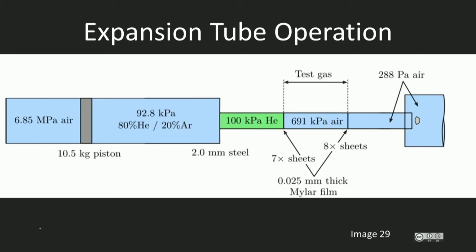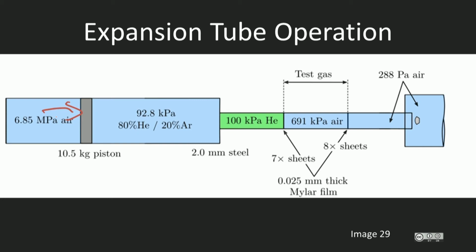Here is the typical configuration of the X2 facility. Now, this configuration has been designed to achieve a Mach 10 scramjet flight condition. X2's driver operates in a similar fashion to T4's. Once more, it has a piston. It's a 10 kilogram piston, initially held in place. Behind the piston is 6.8 megapascals or 68 atmospheres of air pressure, and that's pushing the piston forward.